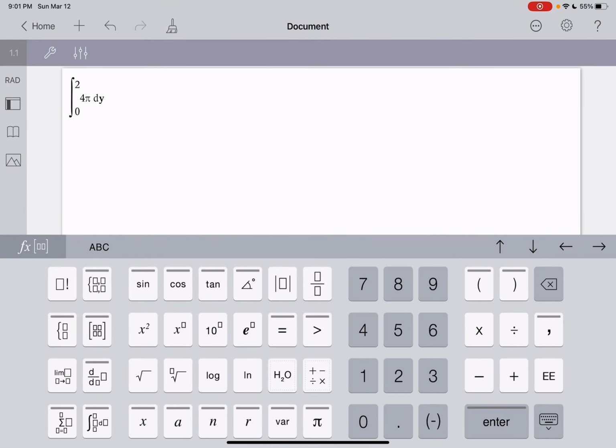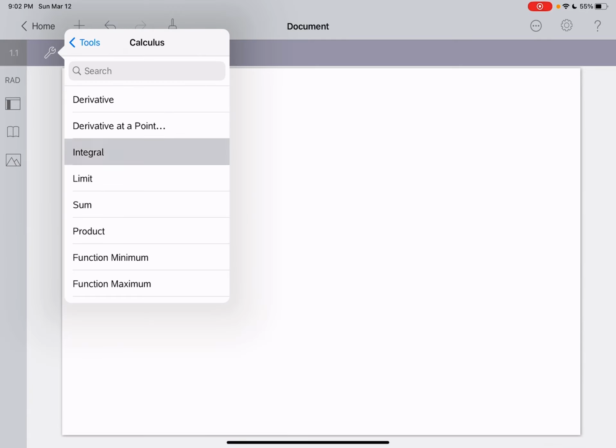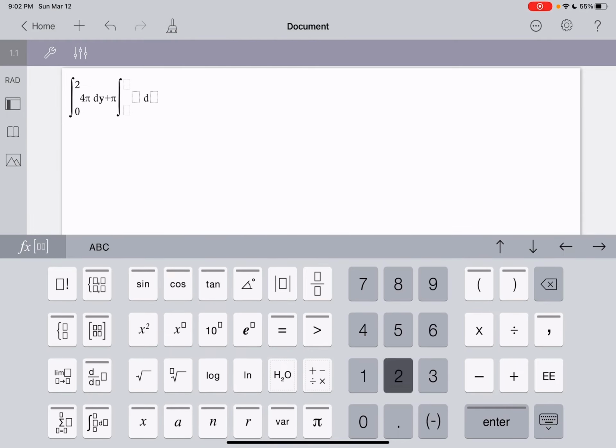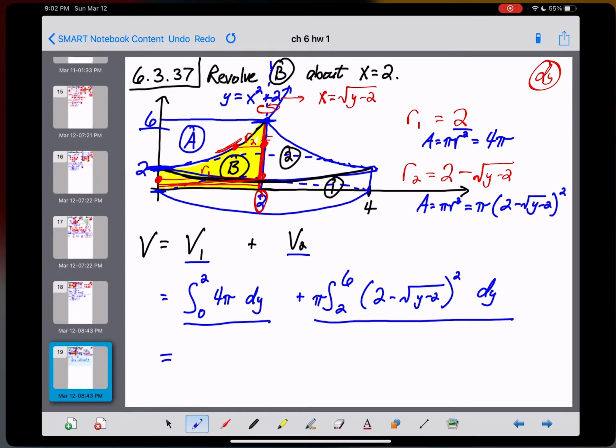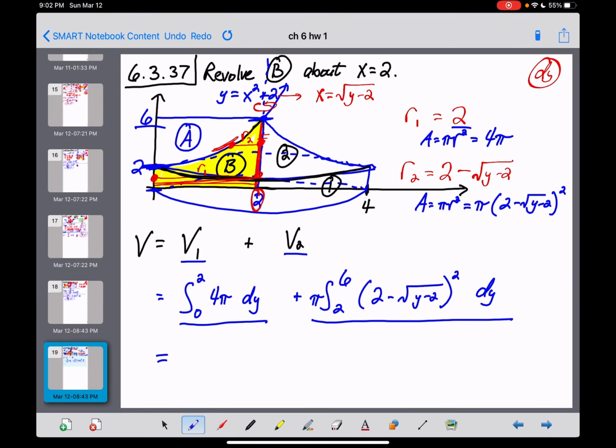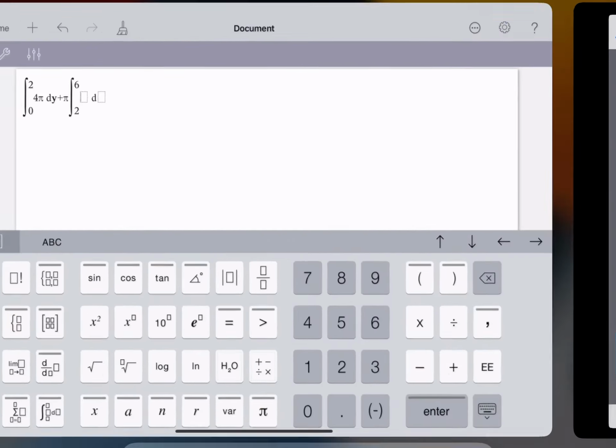Got it. Now let's not hit enter here, guys. We're happy with where we're at, but now we're going to do plus and our second integral. And I think for this one, I put the pi out in front here. So pi and then menu 43. This was an integral starting at 2 and ending, I believe, at y was equal to 6. And now the integrand here was quite a bit more complicated, guys. In parentheses, 2 minus the square root of y minus 2 quantity squared.